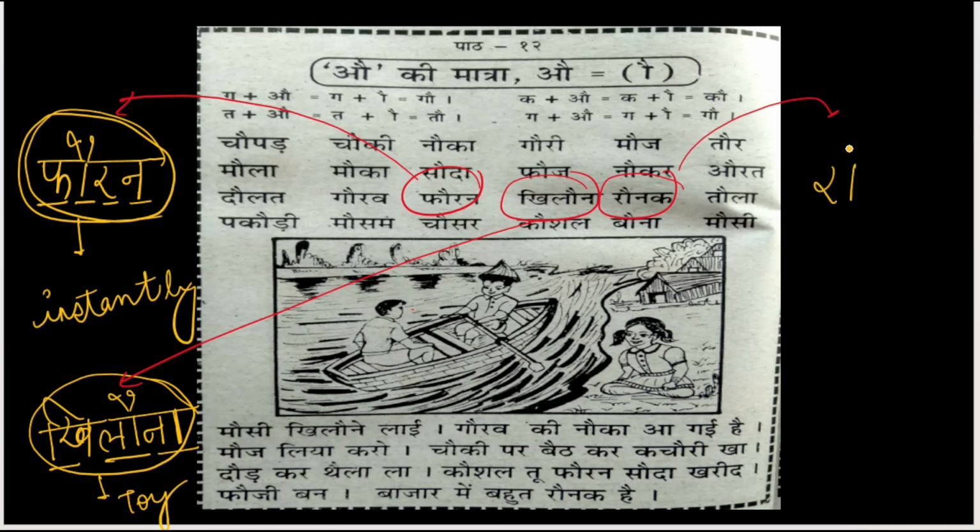This is ra, and this is mother of ao, and this is na, this is ka. Now it became raunak, raunak, ra, mother of ao, na, ka, raunak.